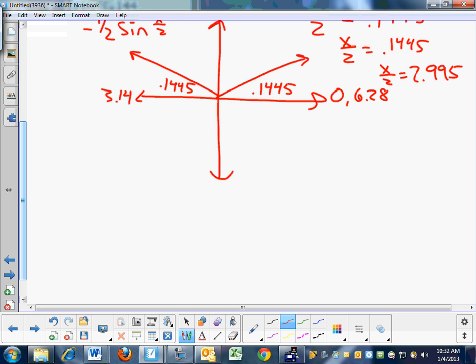People, let's finish it off. We got x over 2 equals 0.1445 and x over 2 equals 2.995. What do I do to solve for both of them? Multiply them by 2. So you have x is equal to, what is 0.1445 times 2? 0.289. What is 2.995 times 2? 5.99. Now, are those values within our interval? Yeah, so that's very important, yes.